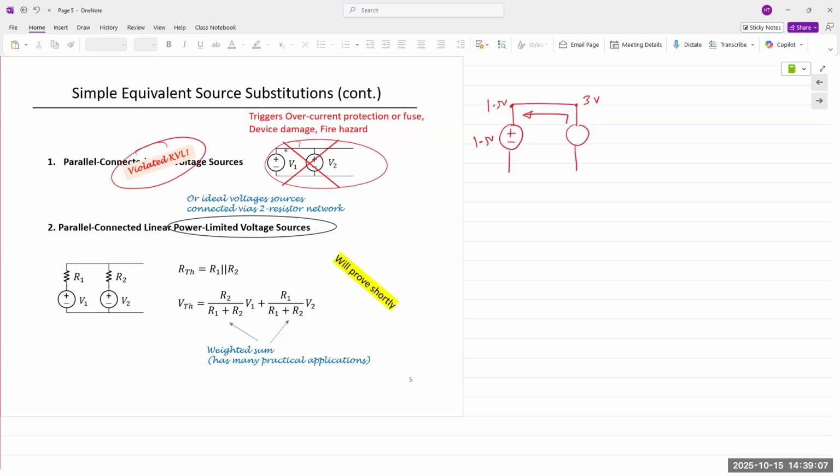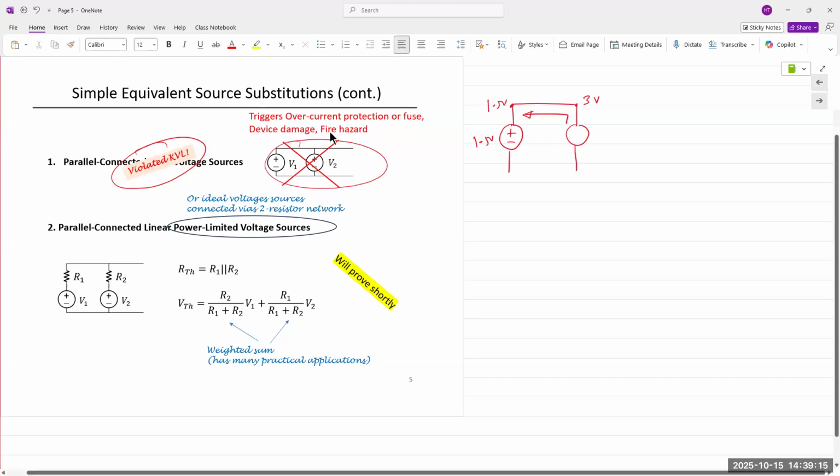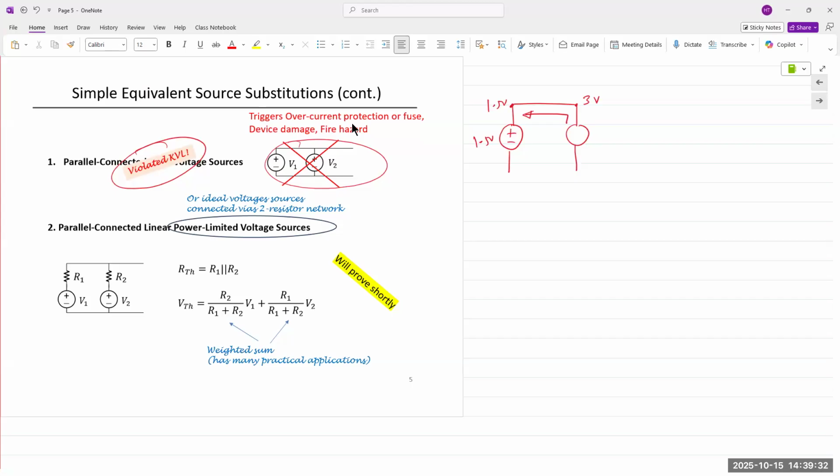And that's why, mathematically, if you apply KVL around the loop, it will not work. 1.5 is not equal to 3. That violates KVL, just mathematically speaking. But in general terms, the law of conservation of energy applies. If they were the same voltage, then no. Then it would work.